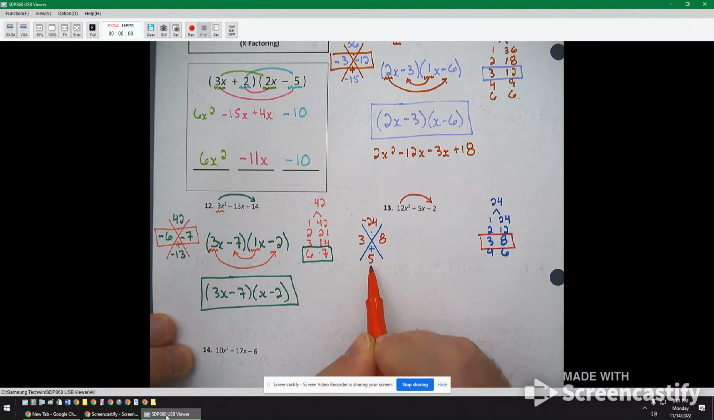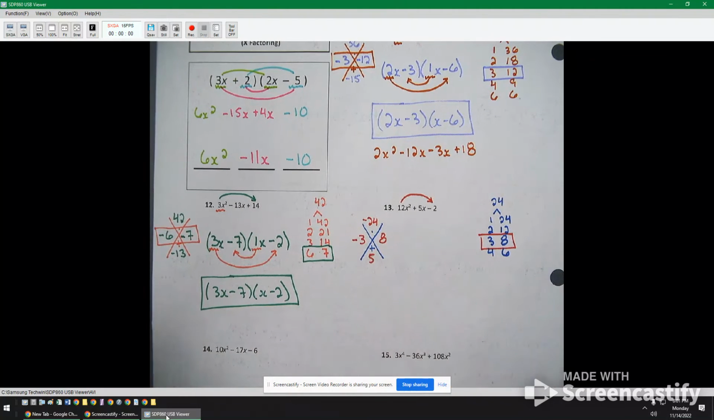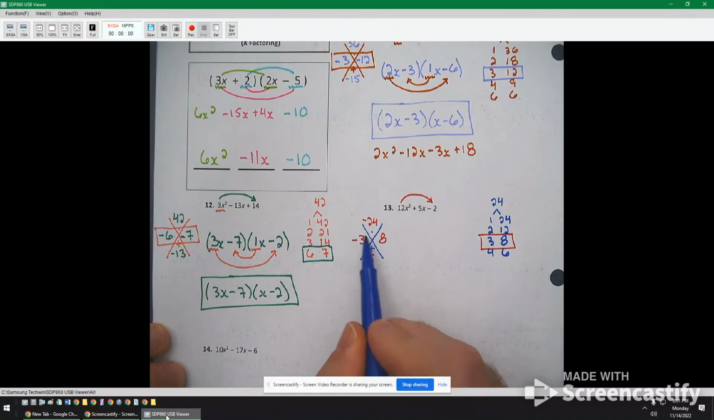I want to end up with a positive 5. So that would have to be a negative 3. 8 take away 3 is 5. 8 times negative 3 is negative 24. Here's my combo.